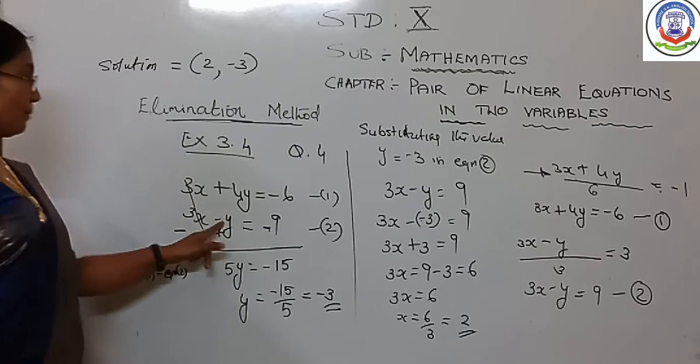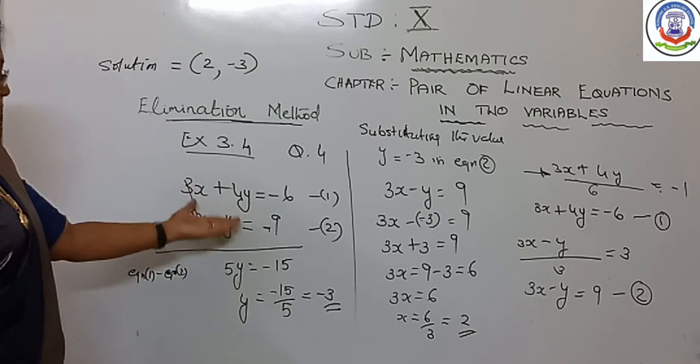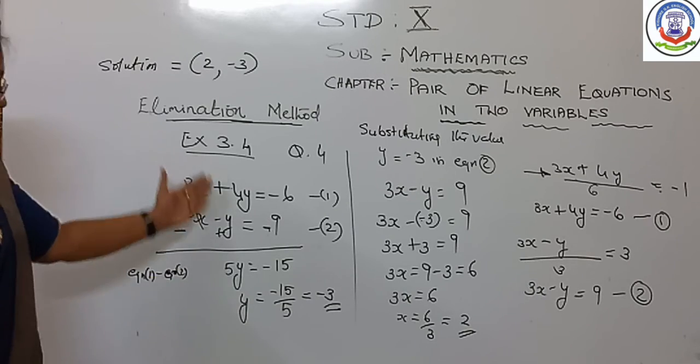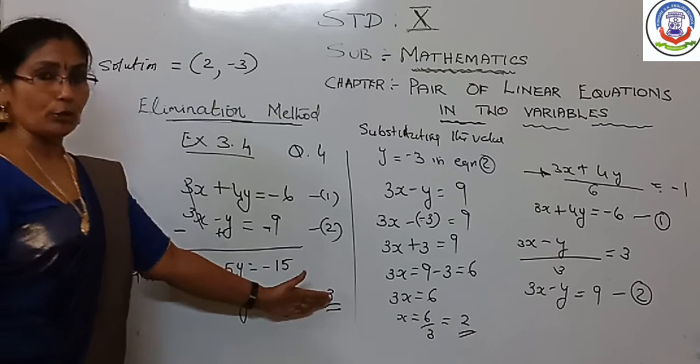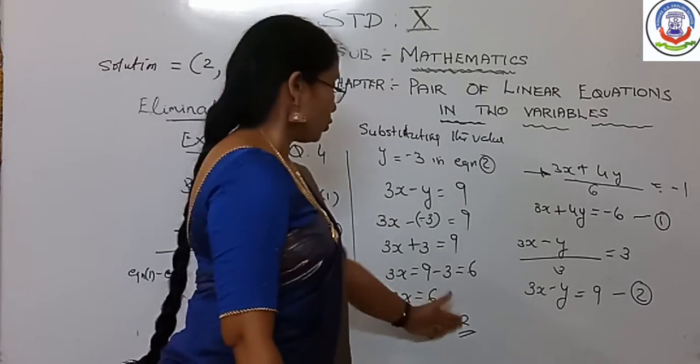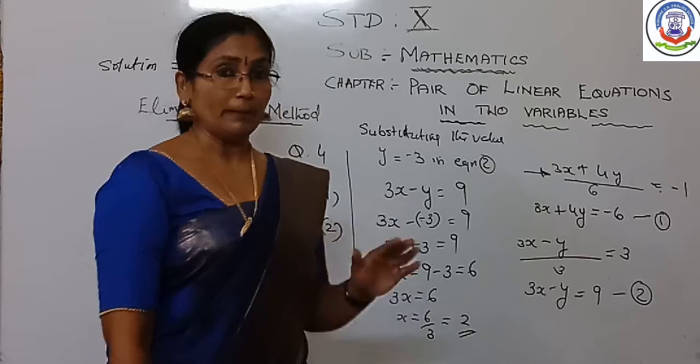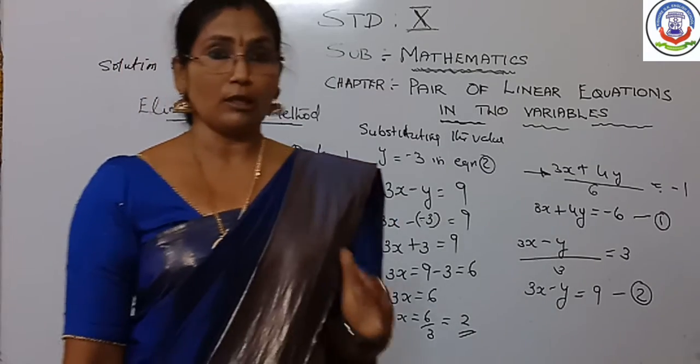For that purpose you have to multiply by 4. That is not necessary here, as the coefficients of x are already equal. So you choose the easy way. That way you have completed it: y equal to -3 and x is equal to 2, and that is our required solution. Now I think you might have understood what I have taught in this sum.